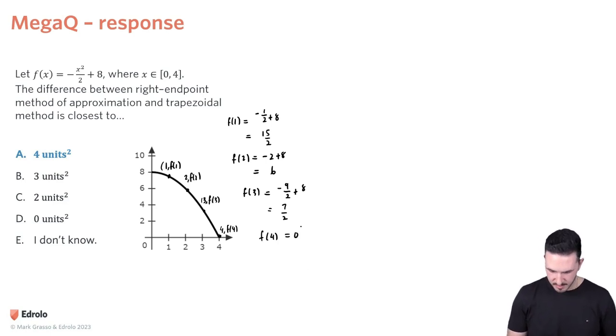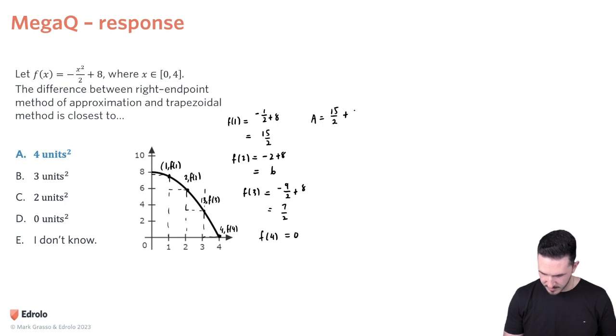So now to find the sum of the areas of those rectangles, we have the area is equal to 15 on 2 plus 6 plus 7 on 2 plus 0, which is equal to, so 15 plus 7 is 22, 22 on 2 is 11, so it's 11 plus 6, which is equal to 17 units squared.